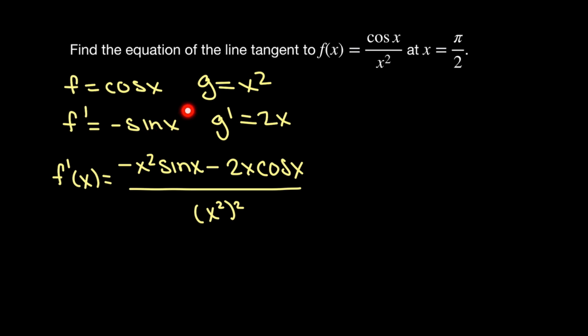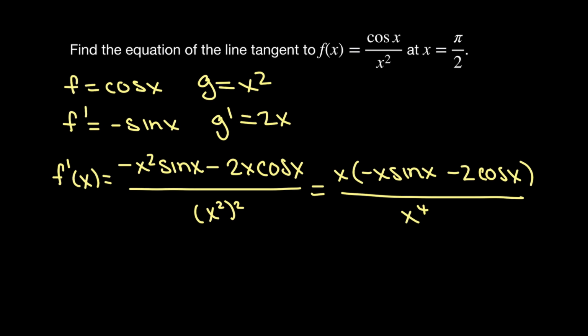So I'm going to take f prime times g. So I'm taking negative sine x times x squared. I wrote that as negative x squared sine x minus g prime times f, 2x times cosine x. And that's all over g squared, x squared squared. So the x squared squared becomes an x to the 4th.